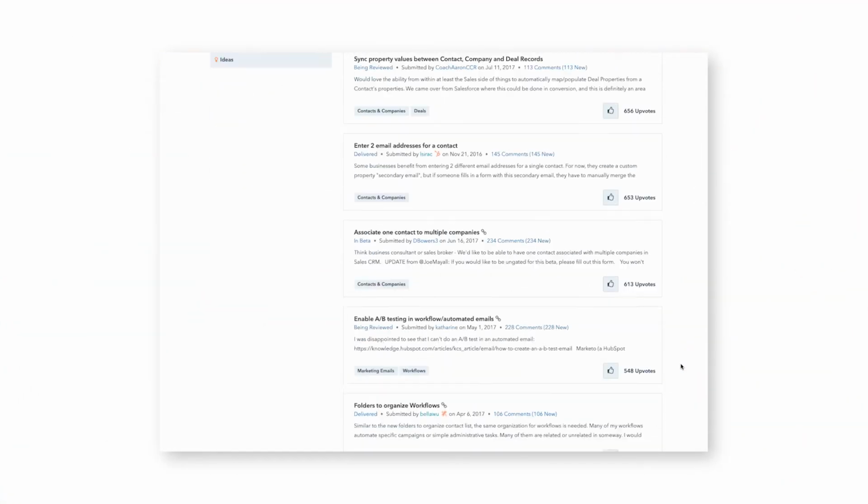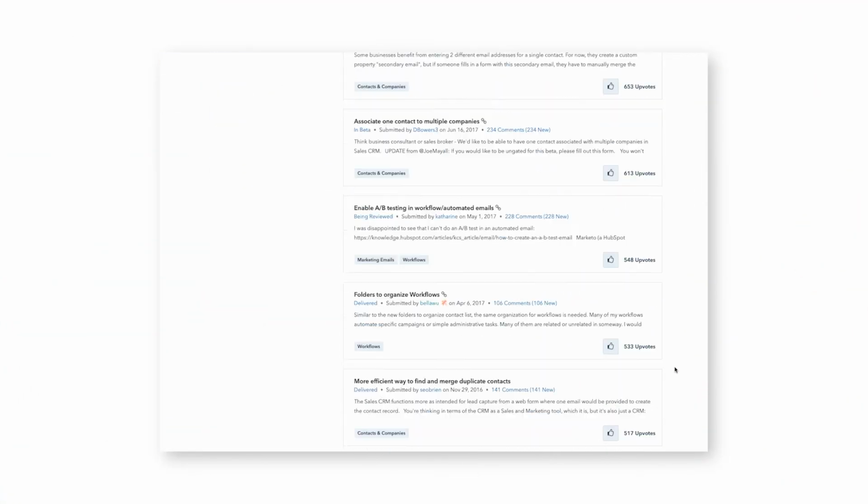Your ideas will be brought to life by HubSpot based on the number of upvotes you get on your idea, or rather, how many people agree that this would help them out too. But hey, if you're already happy with HubSpot and just want to know what might be on its way, definitely head there to check it out.